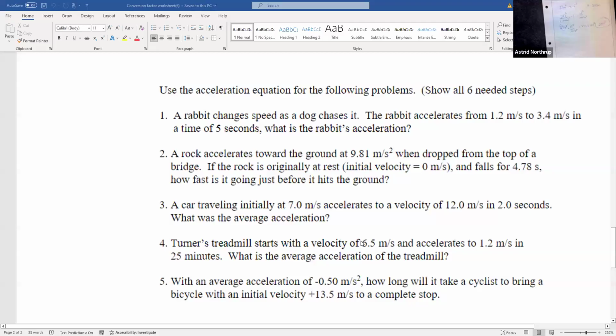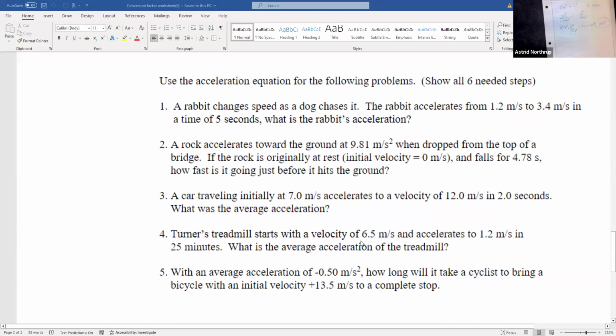All right. So when we talk about the acceleration equation, there are a couple of different things, but let's talk a little bit about the concept of acceleration. Acceleration is the rate of change of velocity with respect to time.